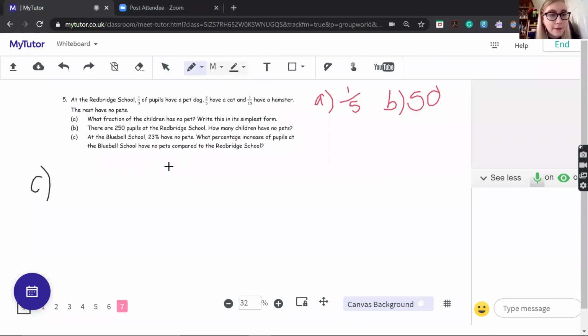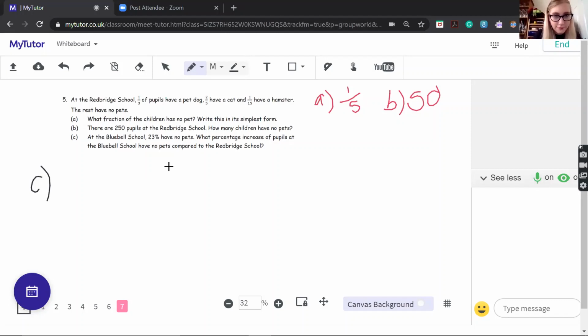So at the Bluebell School, 23% have no pets. What percentage increase of pupils at the Bluebell School have no pets compared to Redbridge School? So this is a really difficult question. We've had some nice questions, we've done some fractions, some multiplication, and now suddenly they're talking about percentage increases. That's not nice. But it's okay. It's not too bad. We can work this out.